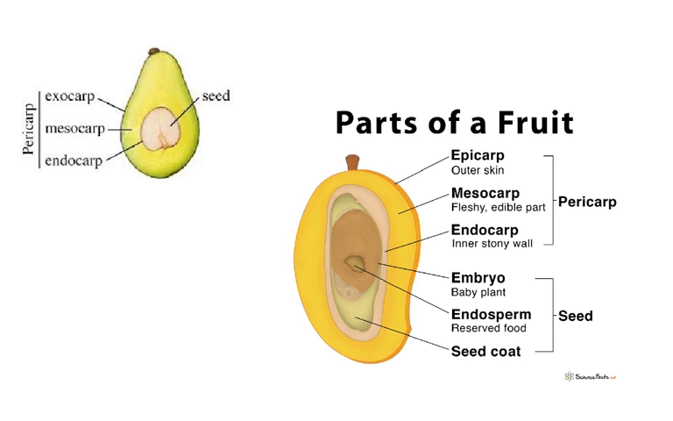Now, what are the parts of a fruit? The fruit parts are epicarp, mesocarp, and endocarp, which together is all the ovary wall, the pericarp. And the seed inside is made of three structures. Number one, the embryo, which is the baby plant, and the endosperm or the cotyledons, which is the reserve food, and the seed coat, which is called the testa.